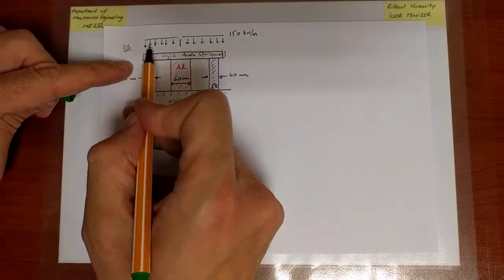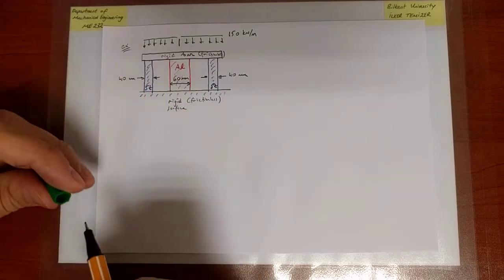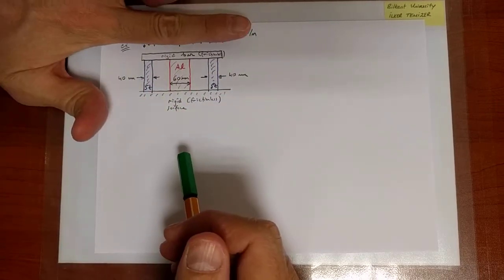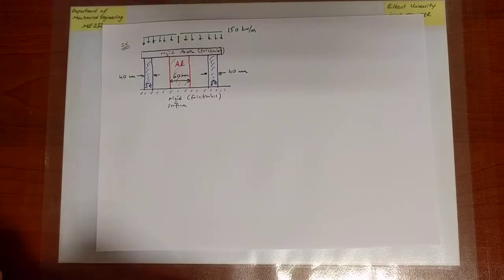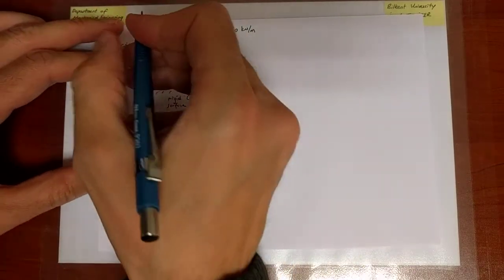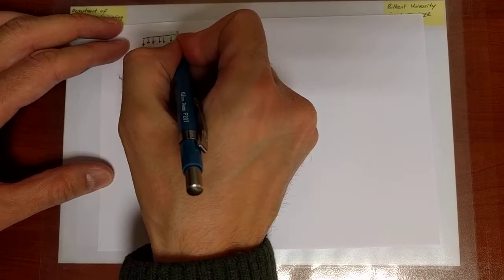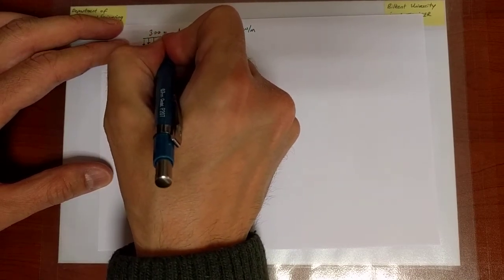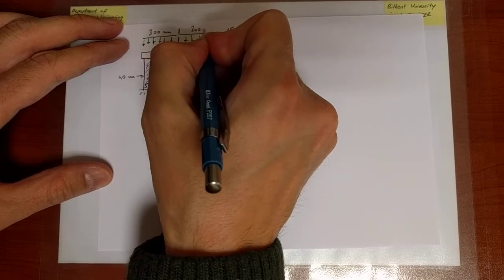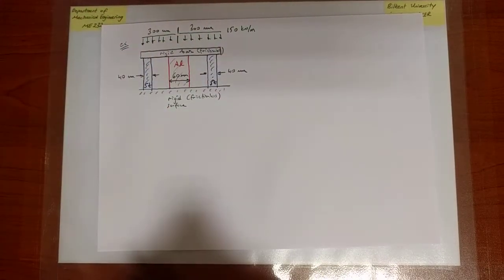I've drawn it a little bit far from the rigid bar so that in our future discussions I can easily imagine that it's not there. Okay, and these distances are symmetric. This is 300 millimeters. This as well. Okay, good.